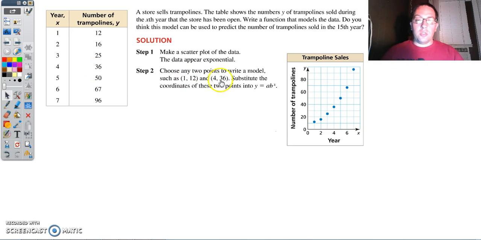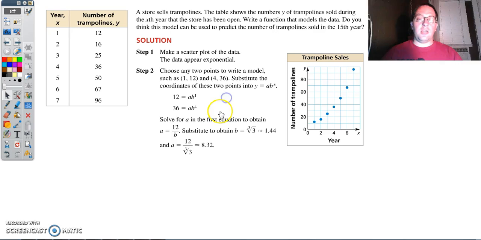So take these 2 points, plug them into your equation, y equals a times b to the x. So we have 12 equals a times b to the 1, and 36 equals a times b to the 4th. Solve the first one for a.